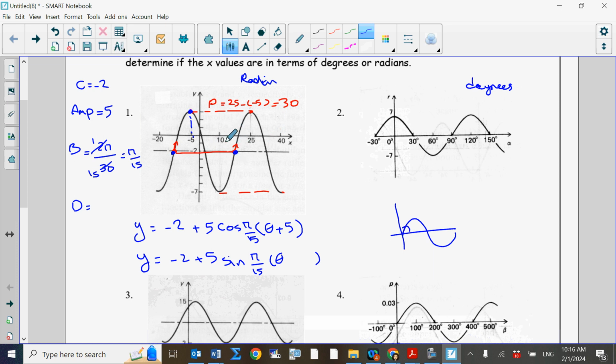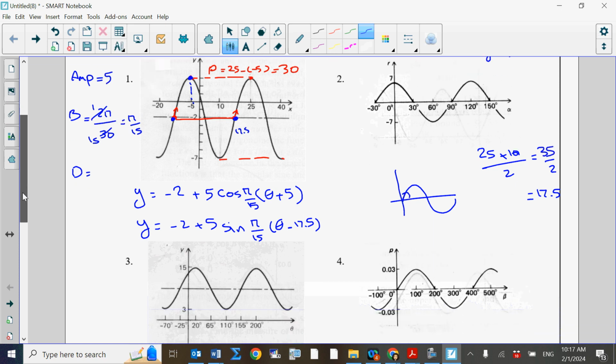What is the middle between 25 and 10? So you're going to do 25 plus 10 divided by 2. That's 35 divided by 2, which is equal to 17.5. So the start point is at 17.5. Since it's on the right side, the function has been moved to the right, so I write minus 17.5.